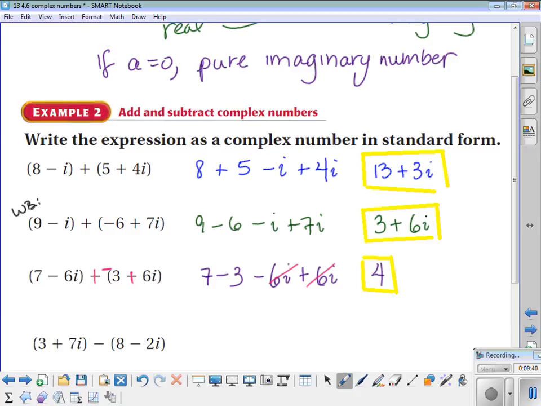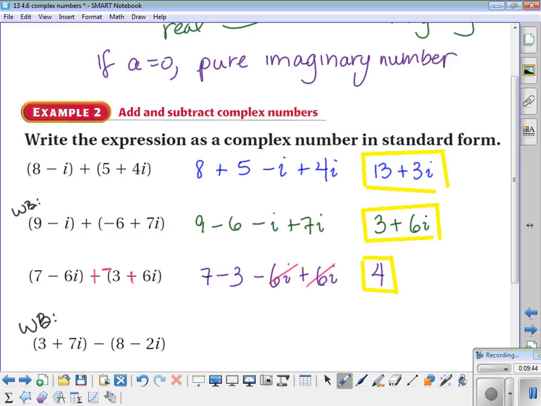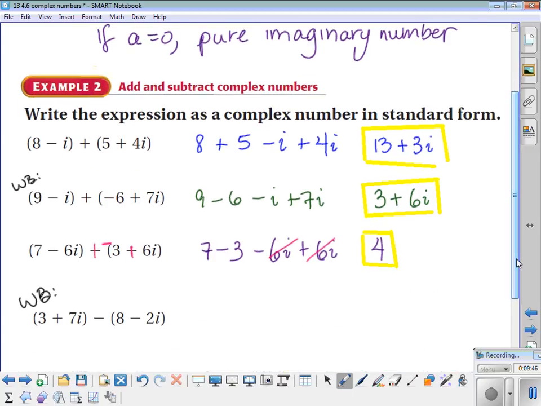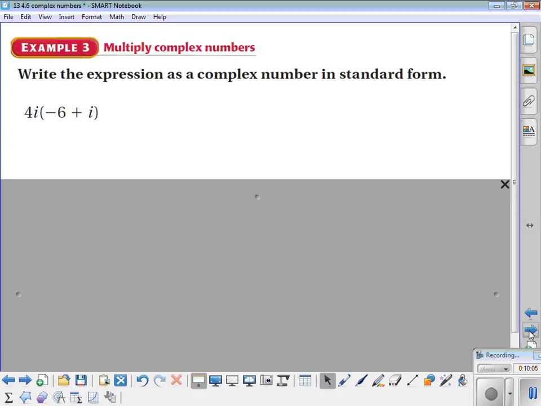Okay. All right, so let's have you guys do this one on your whiteboards. All right, looks like everybody was getting the same thing, negative 5 plus 9i. All right, one more thing we're going to do today is multiply them. So we've added, we subtracted, we're going to multiply. We'll worry about division tomorrow, okay? But we are going to multiply today.